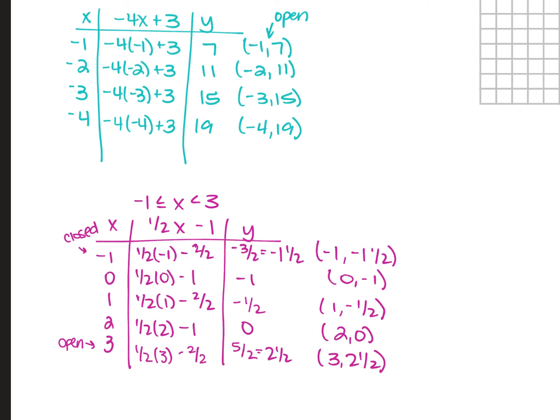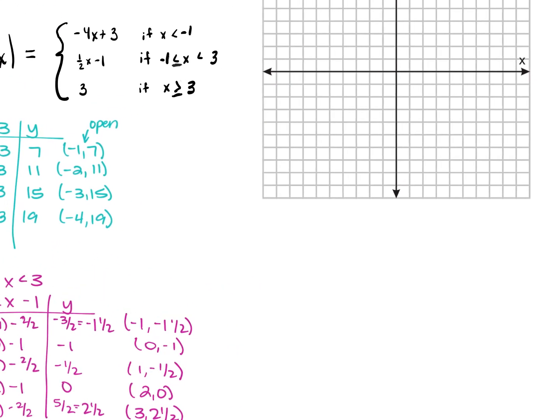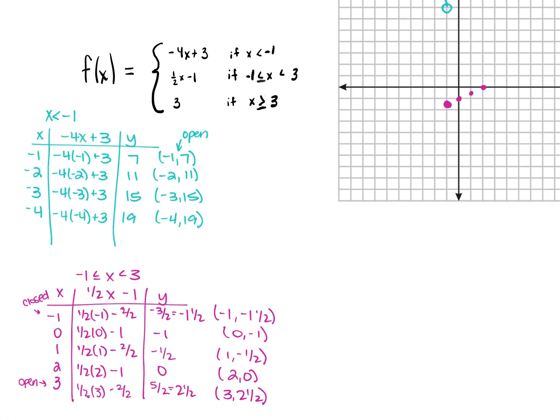If we were to graph these, remember your first one that you're graphing, that negative 1 and 1/2, is going to be closed. The 3 and 2 and 1/2 is going to be open. So negative 1 and 1/2 is about here, and we said that that is closed. So keep that one closed. Then you have 0, negative 1, 1, negative 1/2, 2, 0, and then 3, 2 and 1/2. 3, no, that's not right, is it? It's 3 over 2 minus 2 over 2, not plus. So this should be 1 over 2. So this one, again, is just 1 over 2.